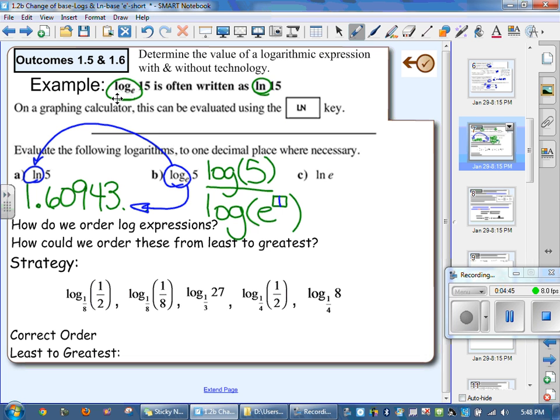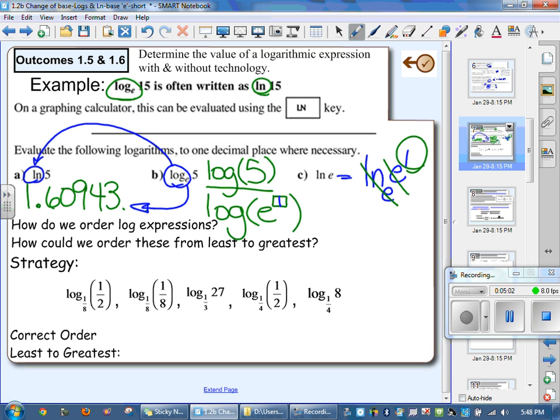I've got ln e. Well, just like our same base and argument, this is the same as me saying ln base e of e exponent 1. Well, when my log argument and base are the same, they cancel. This should give me an answer of 1.